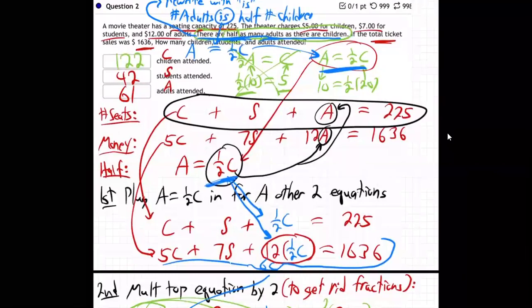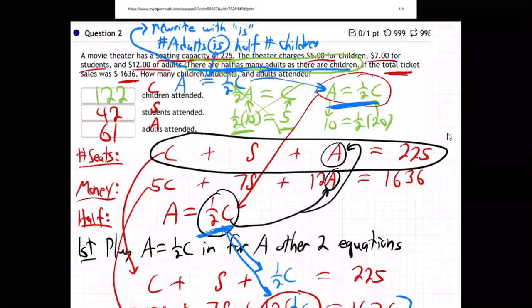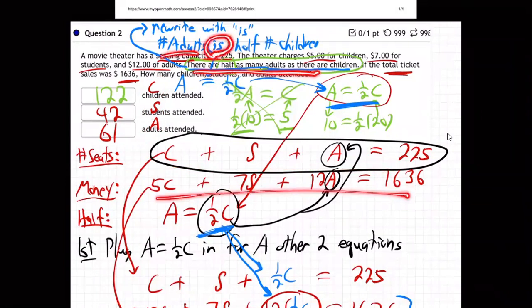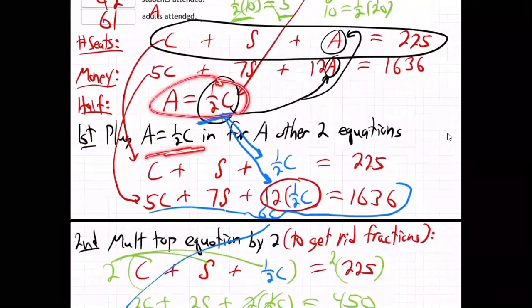There we go. So let's recap what in the world happened on that very challenging question. From the beginning, we identified we have three variables: children, students, and adults. So we need three equations. First equation, add up the total number of seats, 225, and then the money adds up to 1636, and then that weird half phrase, half as many adults as there are children. Rewrite that with an is. The number of adults is half the number of children. That's what they're saying. So A equals a half C. That's our third equation.